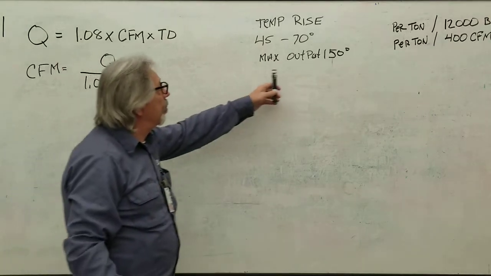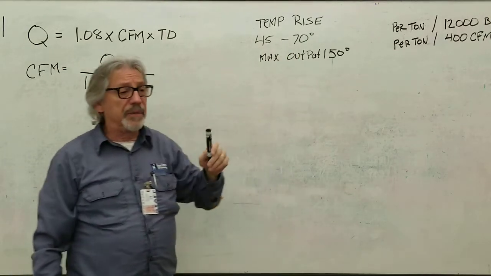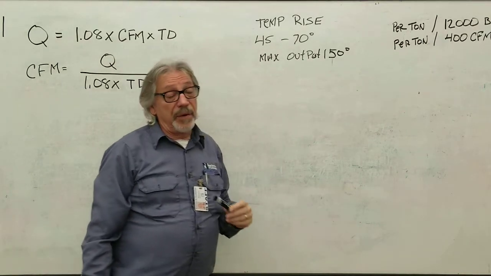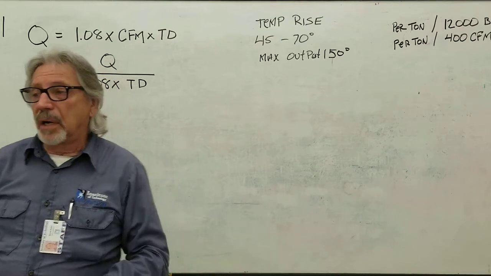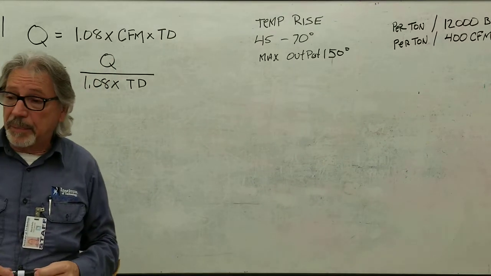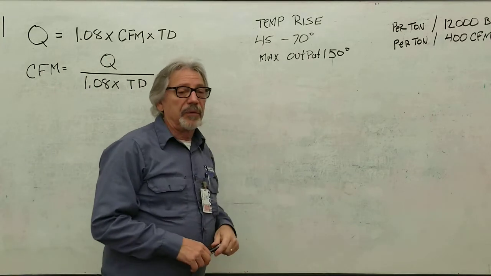So if you're going past the 150, if you got more of a temperature rise than 40 to 70, if you've got 75 degrees temperature rise, you got an issue there that needs to be addressed. Because that furnace is overfiring, and we don't want the furnace to overfire.